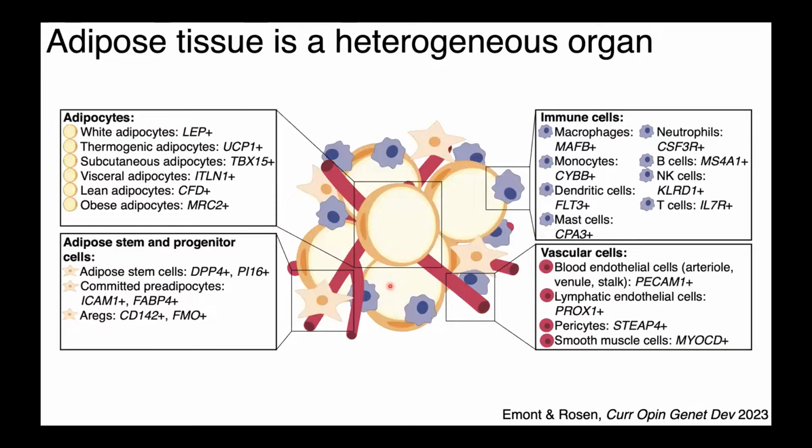Another thing that is interesting about adipose tissue is that it's a heterogeneous organ. One thing that you might think when looking at a slide of adipose tissue is that it's mostly adipocytes, because adipocytes are so large, they kind of overwhelm any other cell types that are in there. But multiple studies have shown that adipocytes only make up maybe about 50% of cell types in healthy adipose tissue. Other cell types in the adipose tissue include stem and progenitor cells, multiple kinds of immune cells, as well as multiple kinds of vascular cells.